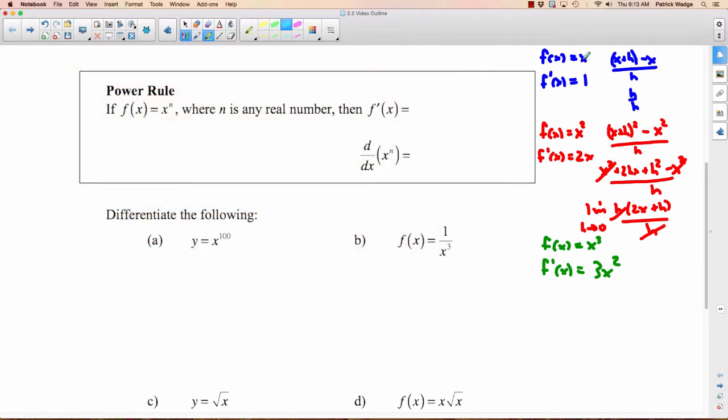Okay, time to put on your thinking caps. When we had x as our function, we ended up with 1 as our derivative. When we had x squared, we ended up with 2x. When we had x cubed, we ended up with 3x squared. So can you figure out what's going on every single time to get the derivative?